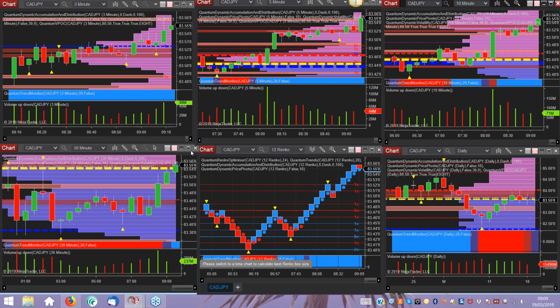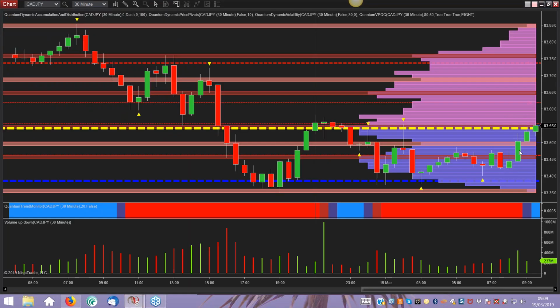If we go down to the 30-minute, again, we didn't get volatility on the 30-minute, but what we have got on the 30-minute now is we're approaching the volume point of control for this particular pair in the 30-minute time horizon. So if you're an intraday scalping trader and you're looking to jump on this opportunity, a word of caution, because we're now approaching the volume point of control down here.